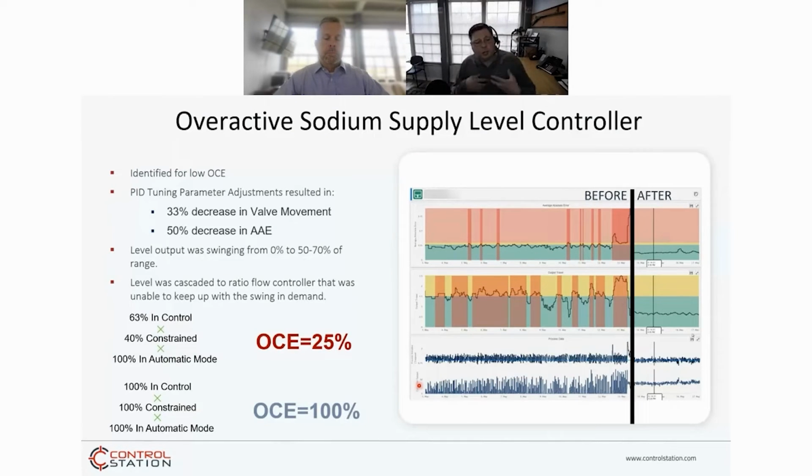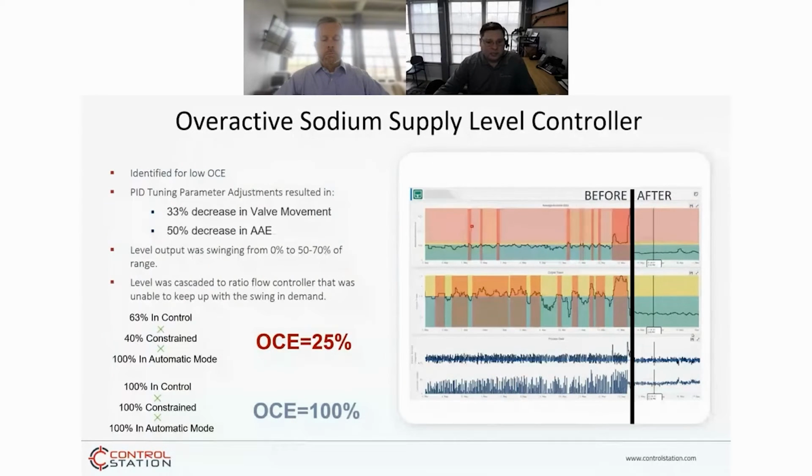And so if we take a look at the OCE for this, we can see that we are constrained a significant amount of the time. We're spending close to 60% of the time constrained at 0, and so 40% of the time we are free to move, which is not very much.